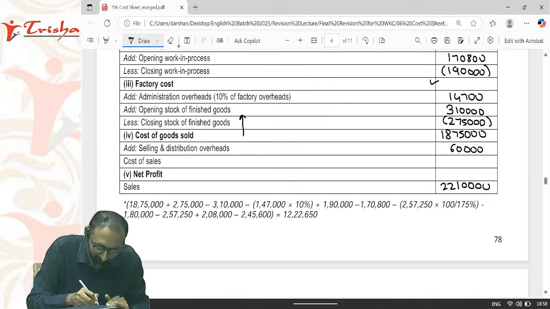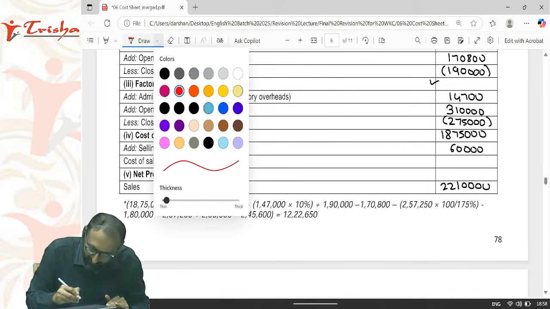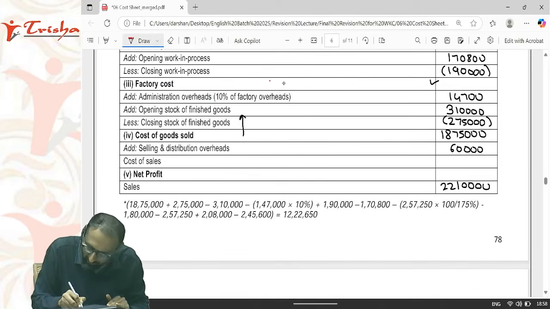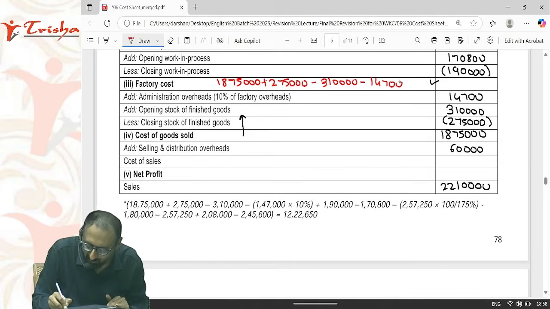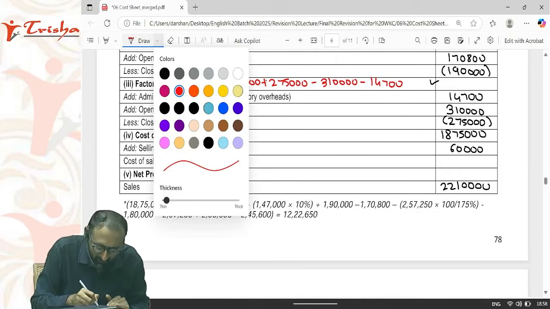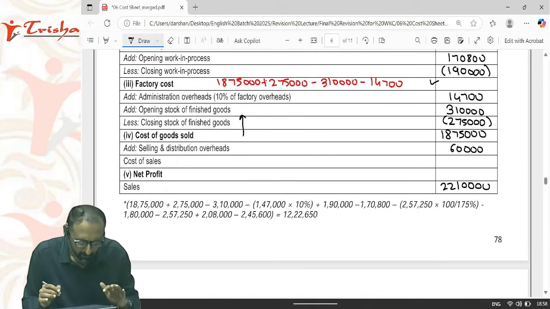What I'll do, sir, I'll write with a red pen. Tell me the calculation. 18,75,000. Next one, add. 2,75,000 minus 3,10,000 minus 14,700. Please tell me how much will be your factory cost.